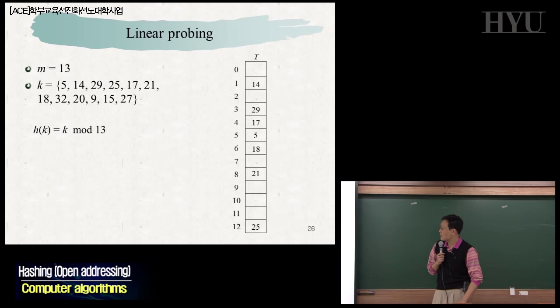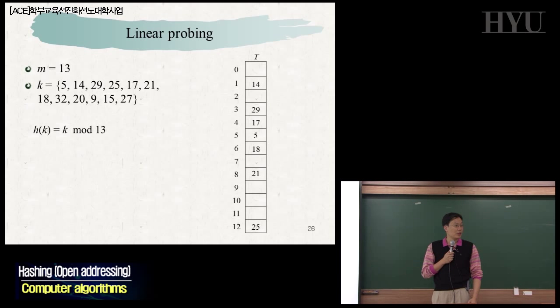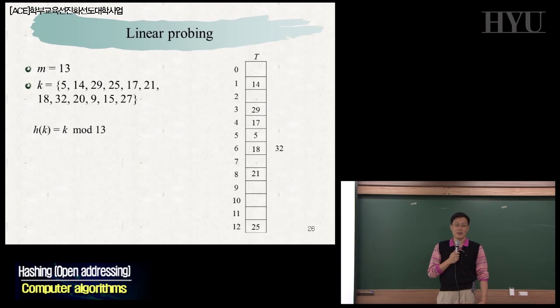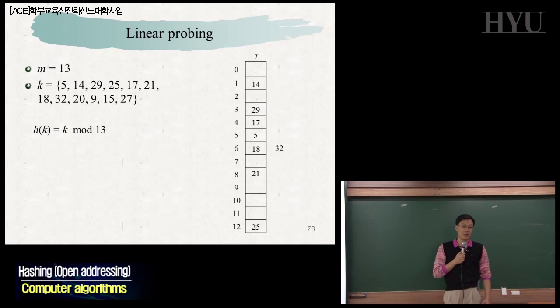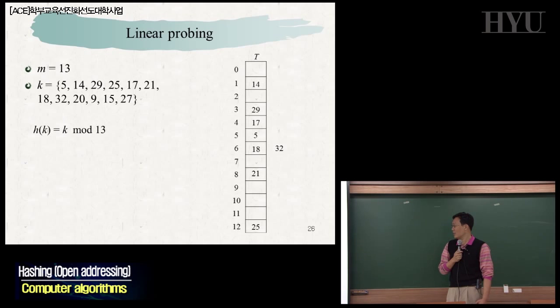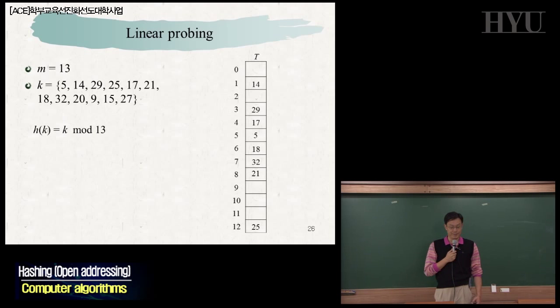And then next, 32. Its hash value is 6. But it is occupied. So then we check the next slot and put it there.